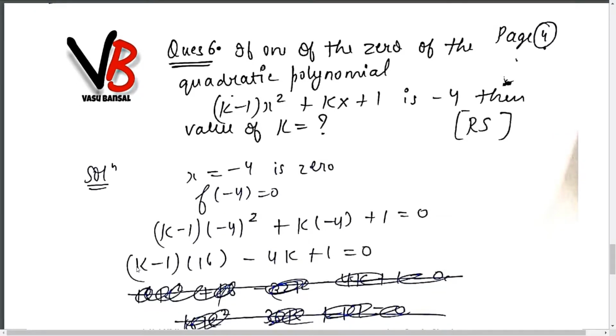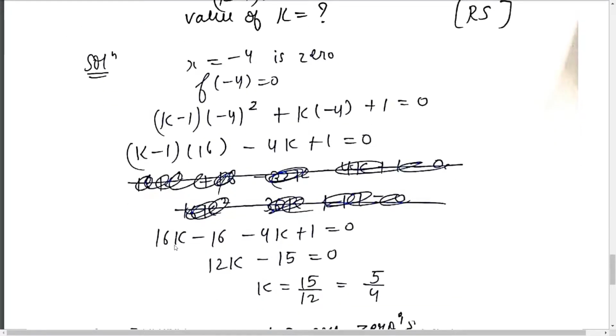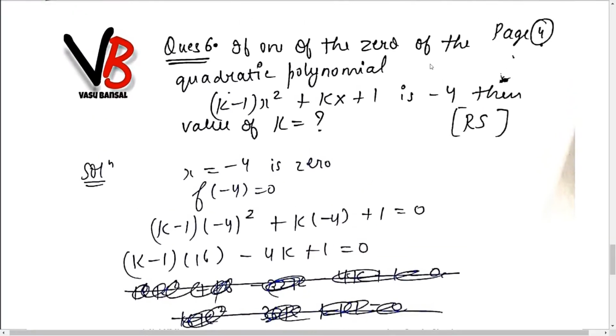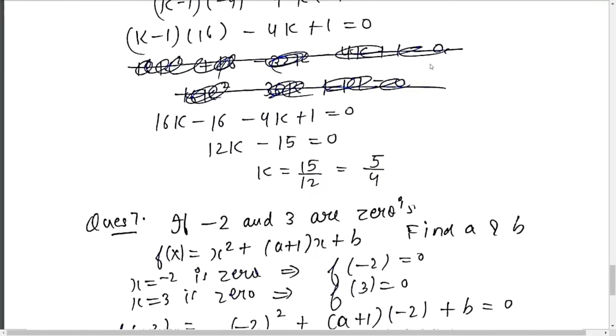So 16k minus 16 on multiplying, we get 16k minus 16 minus 4k plus 1. So 16k minus 4k is 12k and minus 16 plus 1 is minus 15. Minus 15 is taken on the other side. k becomes 15 by 12, that is 5 by 4. This is the answer. This question was from your RS. So let's move to the next question.